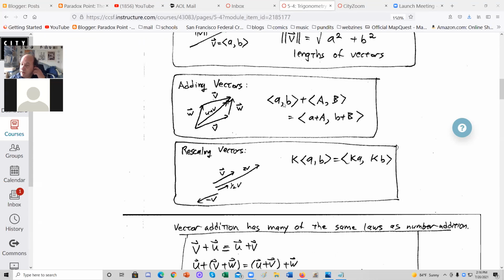The algebraic definition is just to add components. a by b plus big A by big B. You add the x values, a plus big A, then you add the y values, little b plus big B. So you add the components in parallel. It's just two additions at once.